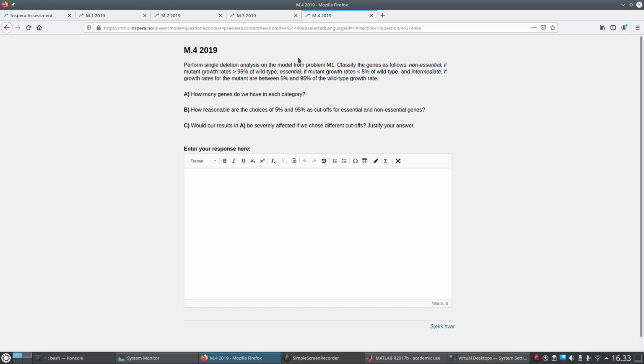Perform single deletion analysis on the model from problem M1. Classify genes as follows: non-essential if mutant growth rates are larger than 95% of wild type, essential if mutant growth rates are less than 5% of wild type, and intermediate if the growth rates for the mutant are between 5 and 95% of the wild type growth rate. So the first is just how many genes do we have in each category.